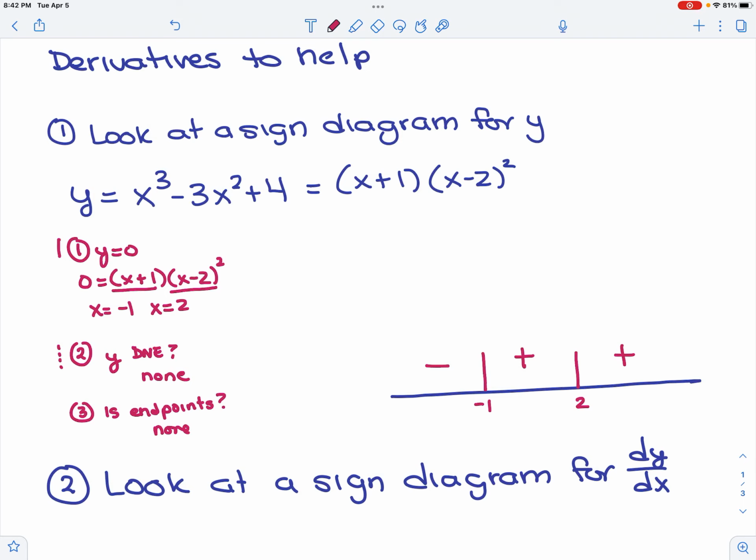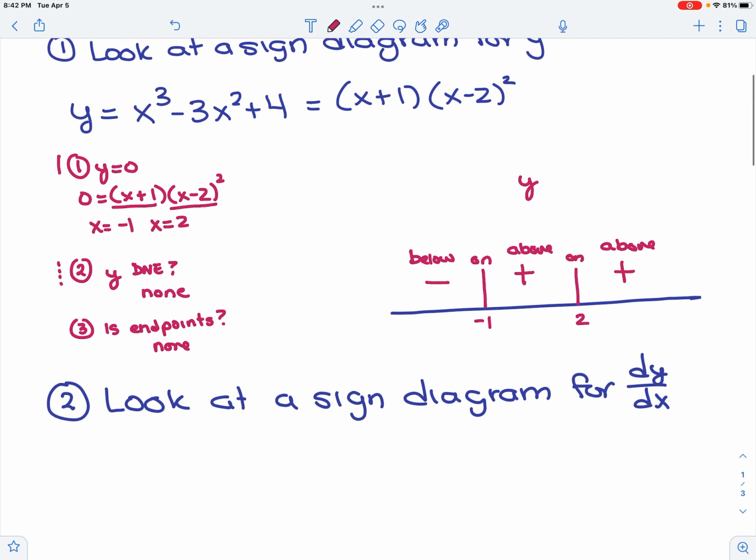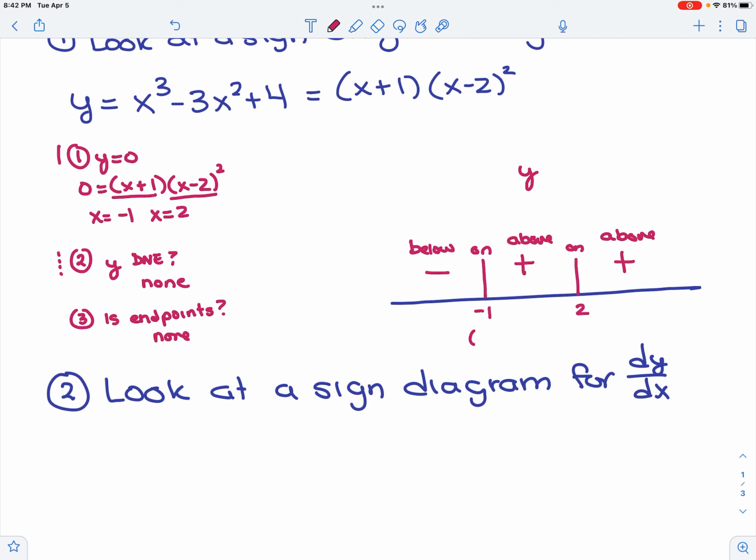Let's interpret what this means. This is a sign diagram for y, so this is when y is plus or minus, which means the graph is below the x-axis, above the x-axis, above the x-axis, on the x-axis, and so on. That's what the sign diagram tells us. It also tells us the zeros. So we have -1, 0 and 2, 0. So we know two coordinates on our graph.